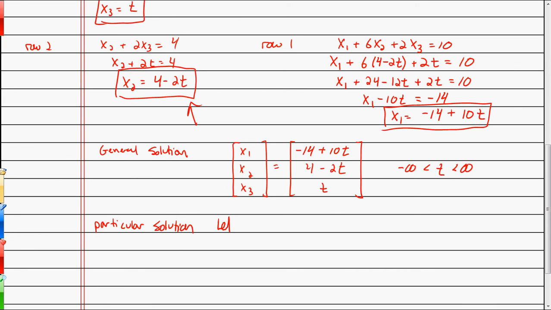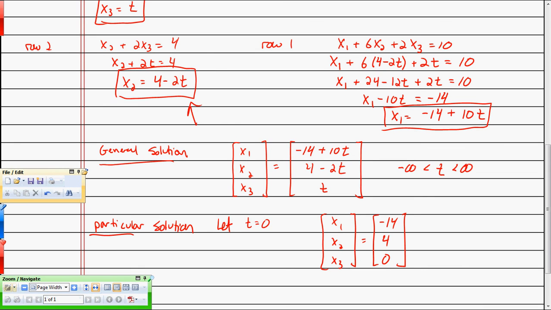We'll just let t equal 0. And you get x1, x2, x3 equals, what do we have here? t is 0, I get negative 14, 4, 0. And that is a specific solution, or a particular solution. Again, there's infinitely many, and there's the general solution that describes all of the solutions. So there we have it.